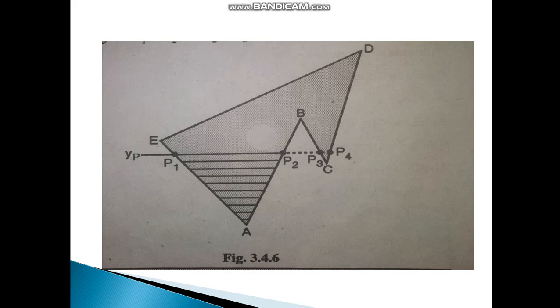For every scanline there is an intersection point of the edge. We find this intersection point and after that fill the color. For every move of y max to y min, the y value is decreasing by 1, and the x coordinate is found by using x new is equal to x old plus 1 upon m. Okay, this is all about the scanline algorithm.